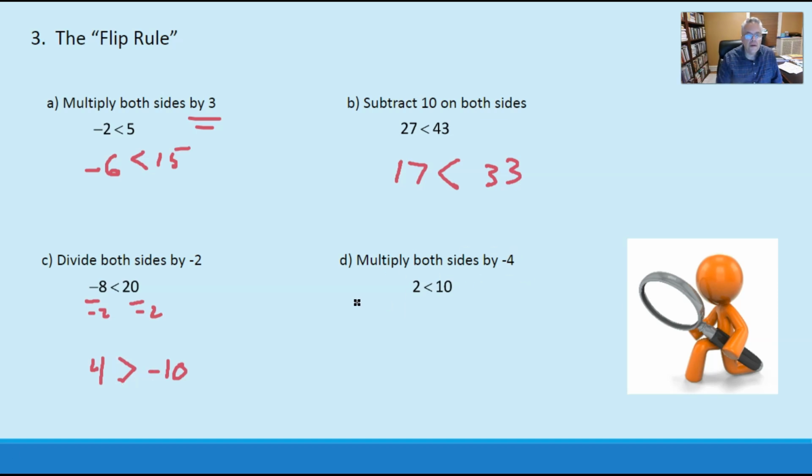Same thing when we multiply. If we multiply both sides by -4, on this side I get negative 8, and on this side I get negative 40. Turns out negative 8 is greater than negative 40. Notice that the inequality flipped. So whenever you multiply or divide by a negative number, you have to switch the sign of the inequality. It switches which side is larger.